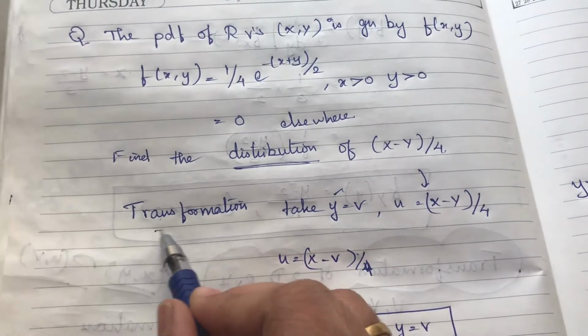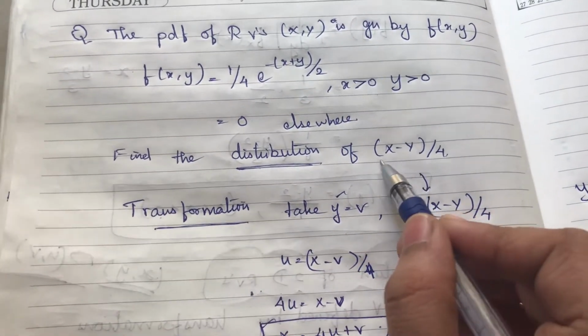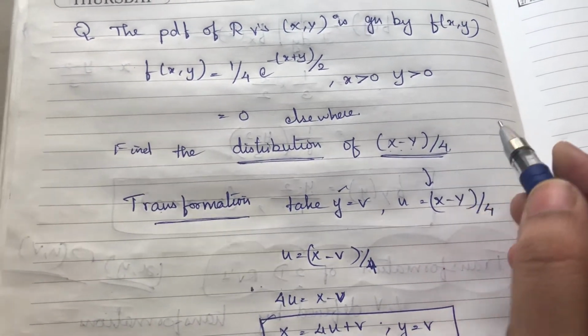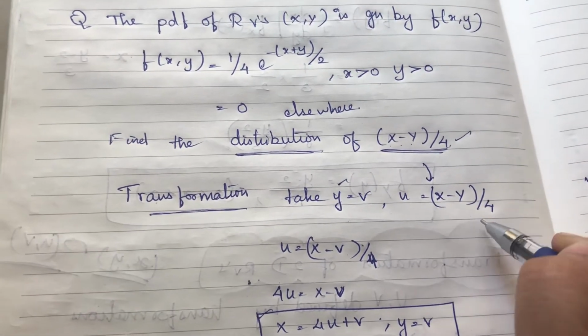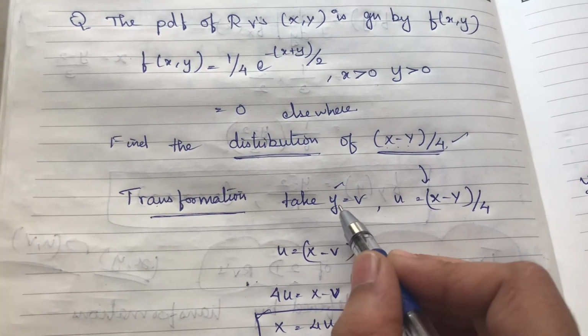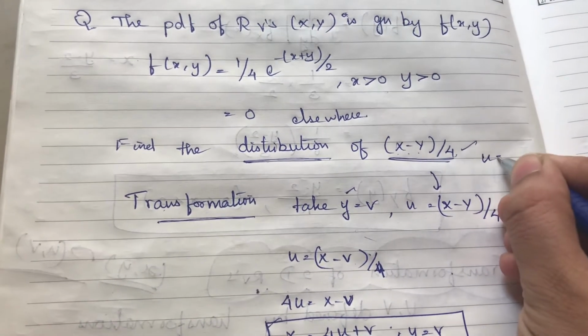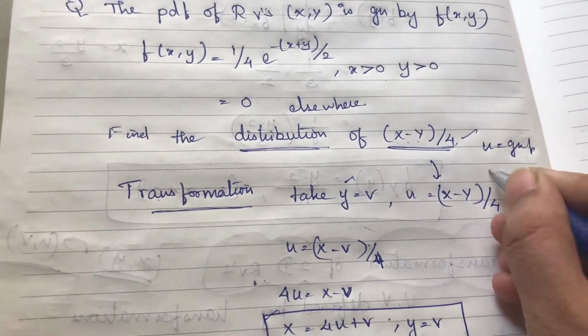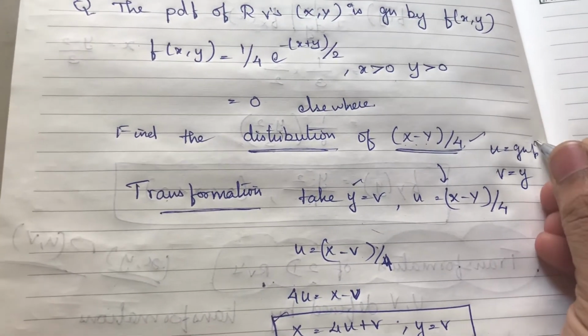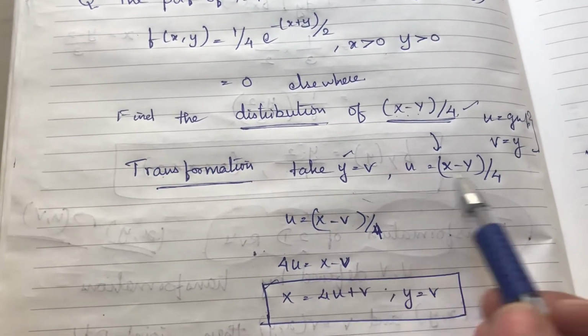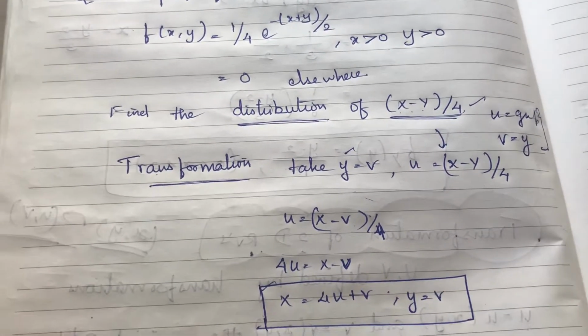For this, I need to transform it first. So what is the function here? x minus y by 4. I am just taking this function as u, and v which is equal to nothing but y. So u equals the given function and then v equals y. This is the thing, I am just assuming it here. So then you can easily write.